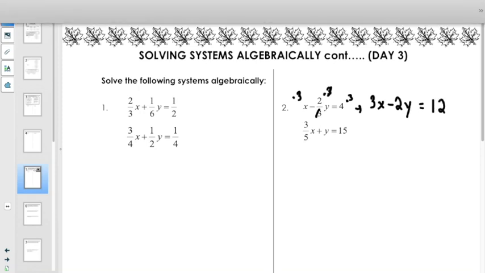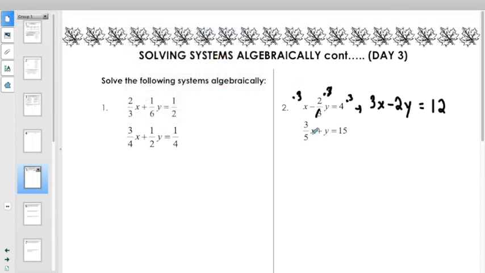Okay. Now same thing for this bottom piece. Get rid of that fraction. I'm going to multiply by the denominator, which is 5. So times 5, times 5, times 5. What am I going to get? Well, these 5's cancel out. I'm left with 3x plus 5y.